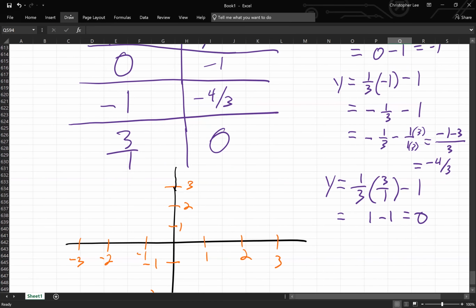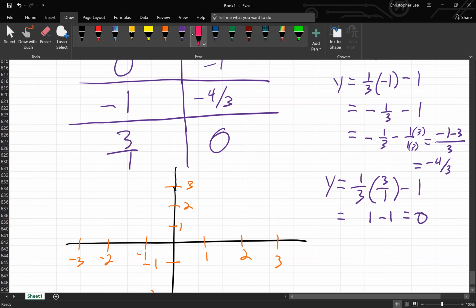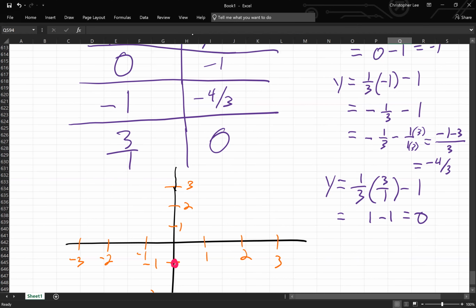So I have 0, -1. All right, I come to the origin, the center, where that is, right? Go down to where the -1 is. Remember, x first, then y. There's that point right there, right? That's 0, comma, -1.